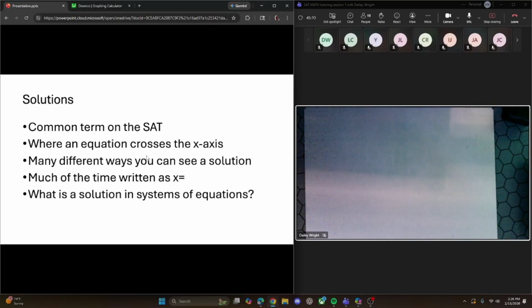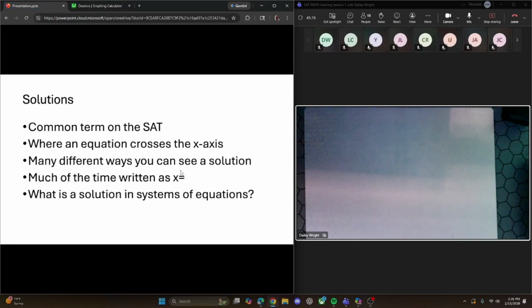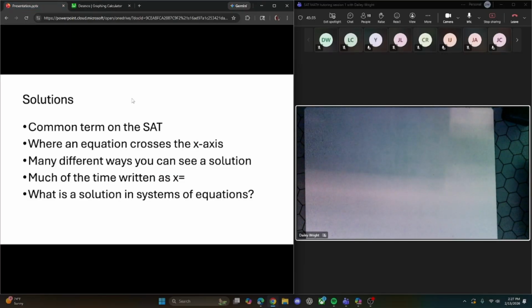There are many different ways you can see a solution. I said the solution here is negative 2. You could see it as x equals negative 2 as well. A problem might write a solution to an equation is x equals negative 2. So it's basically giving you a point on that equation. Because for a solution, y is always going to be 0. So if a solution is x equals negative 2, one of the points on your equation is going to be negative 2, 0.